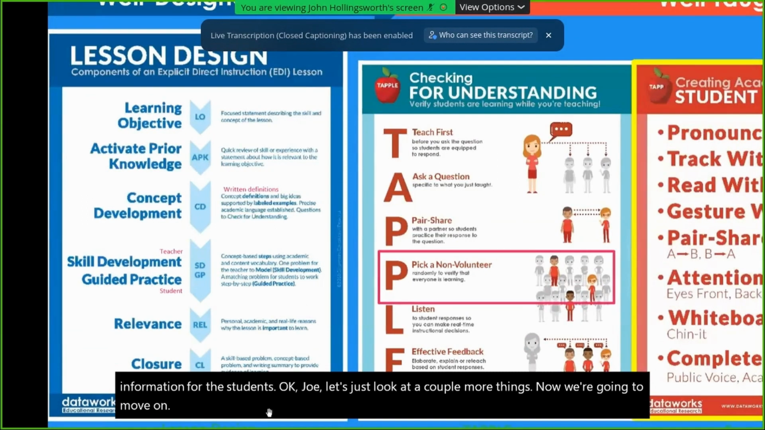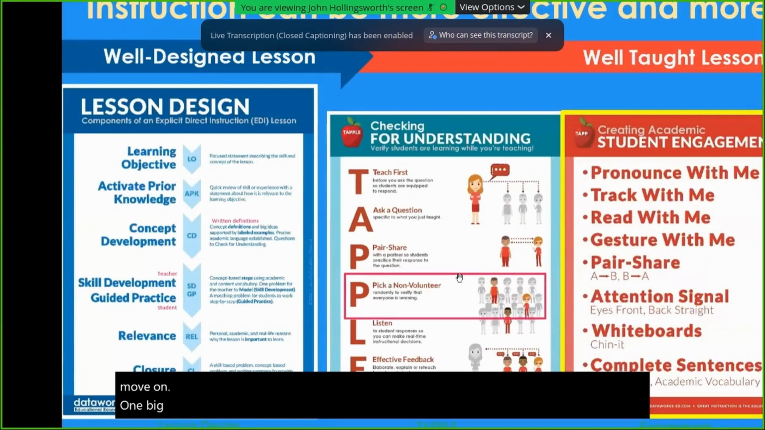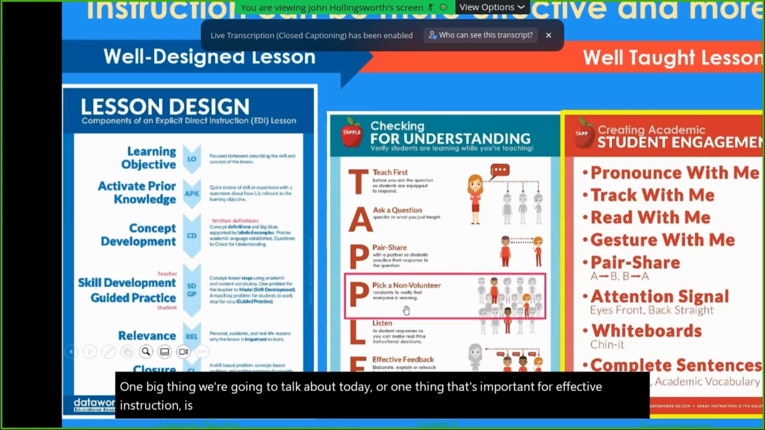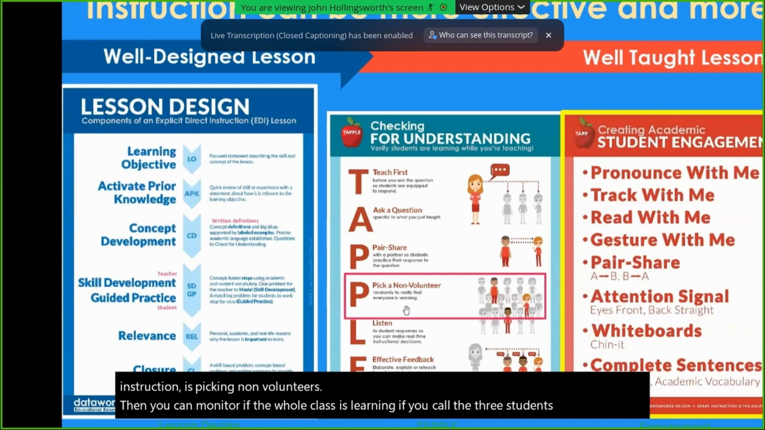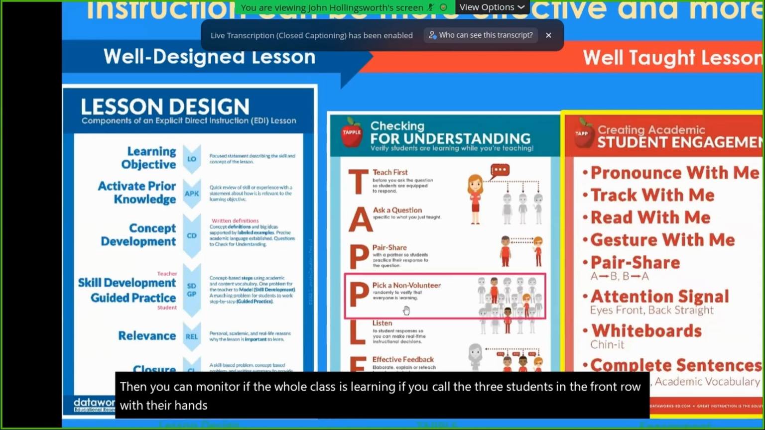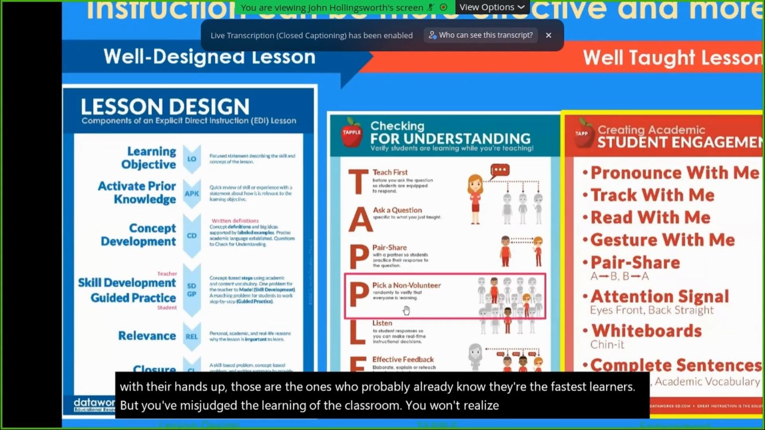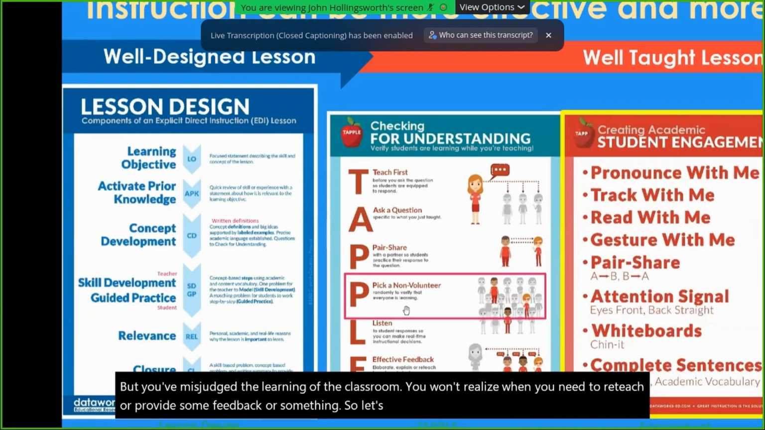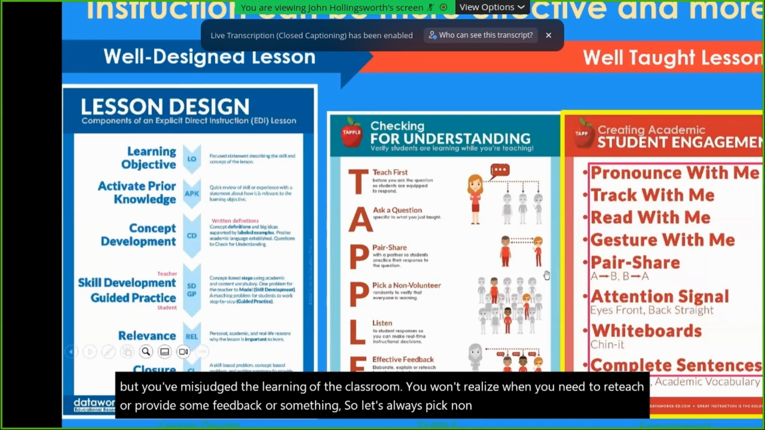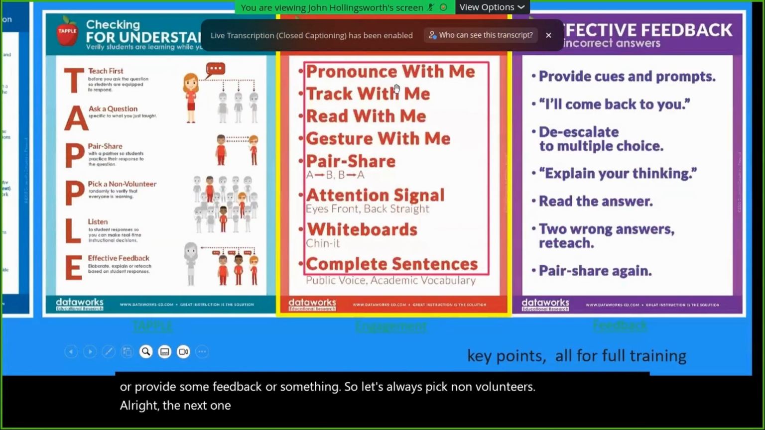One thing that's important for effective instruction is picking non-volunteers. Then you can monitor if the whole class is learning. If you call the 3 students in the front row with their hands up, those are the ones who probably already know. They're the fastest learners, but you've misjudged the learning of the classroom. You won't realize when you need to reteach or provide some feedback. So let's always pick non-volunteers.